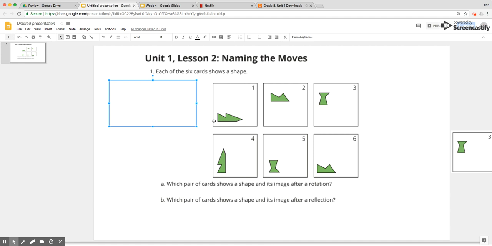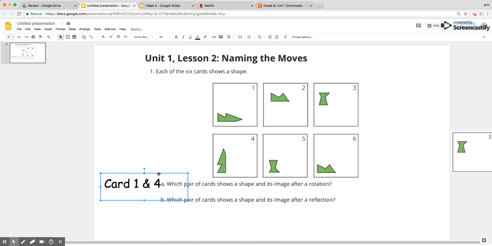So let's look at the figure in card number 1 and card number 4. Does it look like a rotation has happened? Yes, it does. It looks like the shape was rotated 90 degrees counterclockwise, so that's this way, probably around this point here down at the bottom. So to answer that first question, we can put card 1 and 4. I'm just going to drag this down so we know what that answers. That answers A.